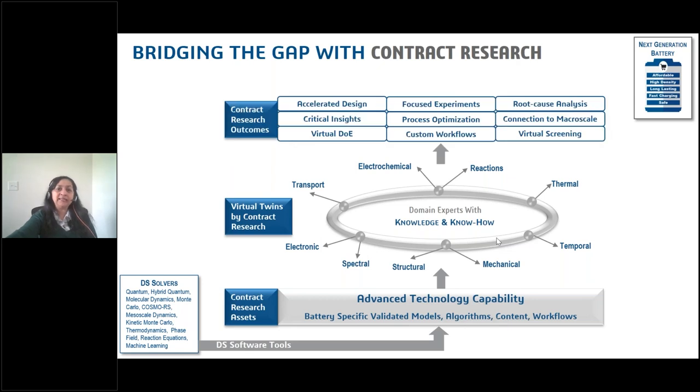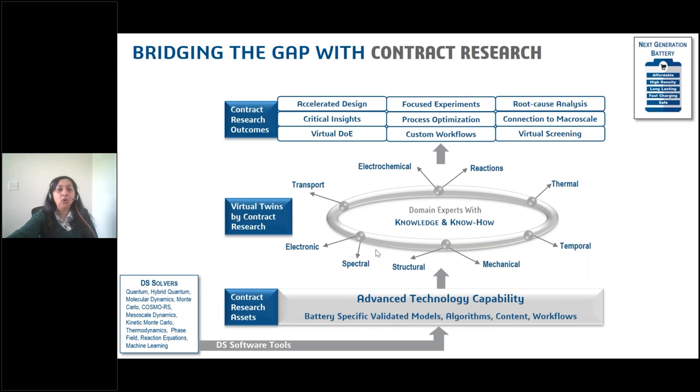The virtual twins and the process simulations are designed for different types of outcome to match industry's requirements. Whether a particular client wants a virtual design of experiment, or they want a custom workflow, or a root cause analysis of why something is failing or why something is not performing as expected, these types of outcomes drive the type of advanced technology capability assets we bring to bear, the kind of virtual twins we build, and the kind of production runs we run.